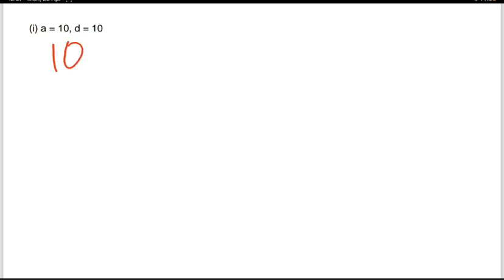They say the first term is 10, and if the common difference is 10, you should add 10 plus 10, that is 20.